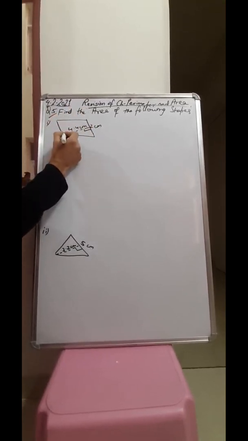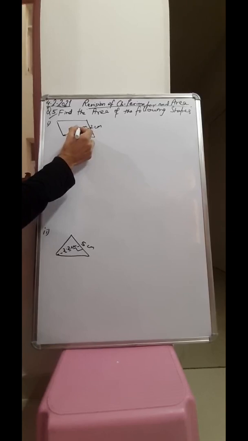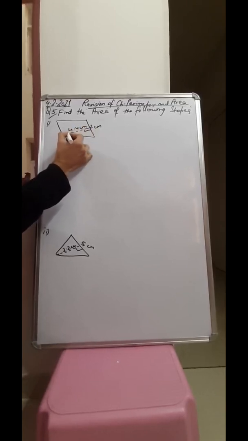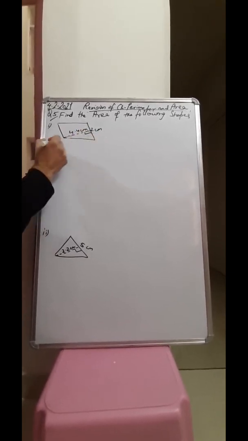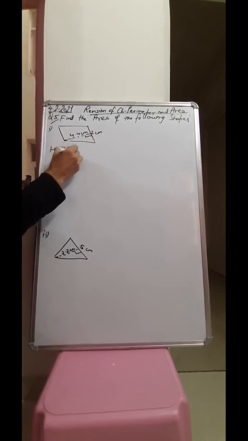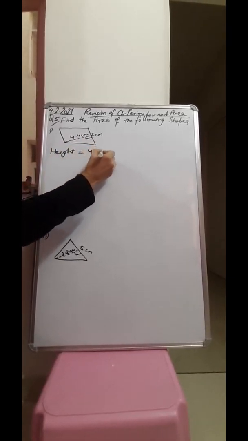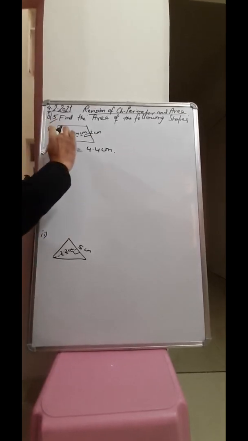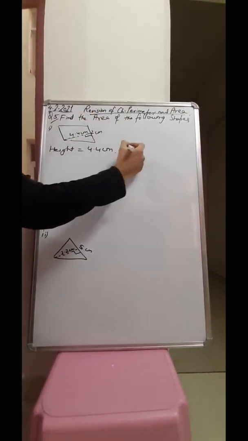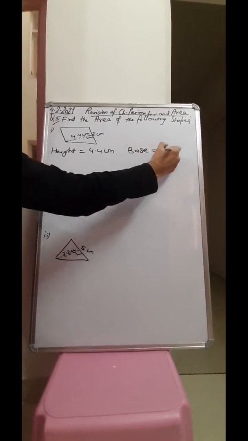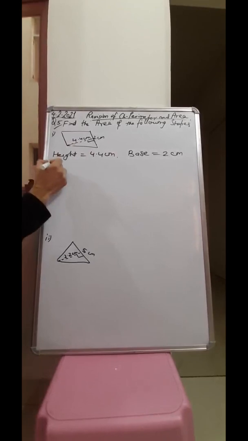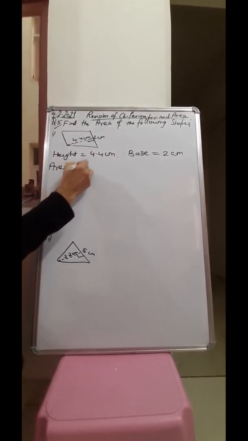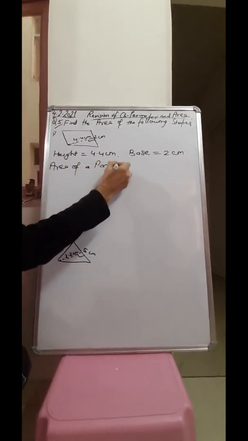In this parallelogram we have been given a height, and this height is 4.4 centimeter. Why is this the height? Because this is falling on this side and it is making an angle of 90 degree, that is a perpendicular side. So the height is 4.4 centimeter, and this height is falling on this side. That means this is your base, that is 2 centimeter. So we have been given the height and base of a parallelogram, and we have to find out the area.